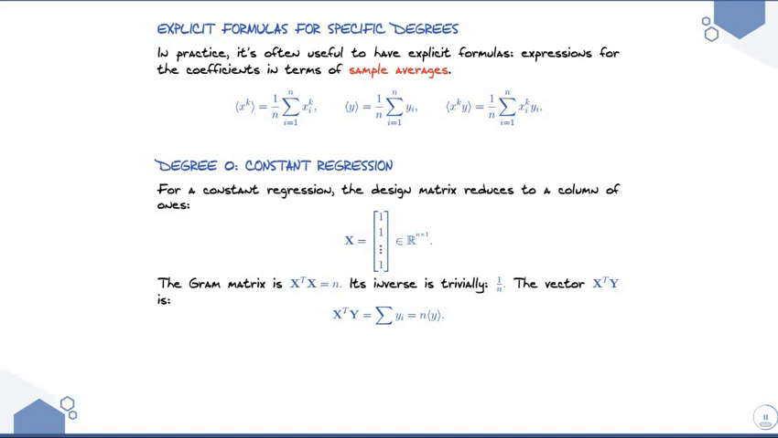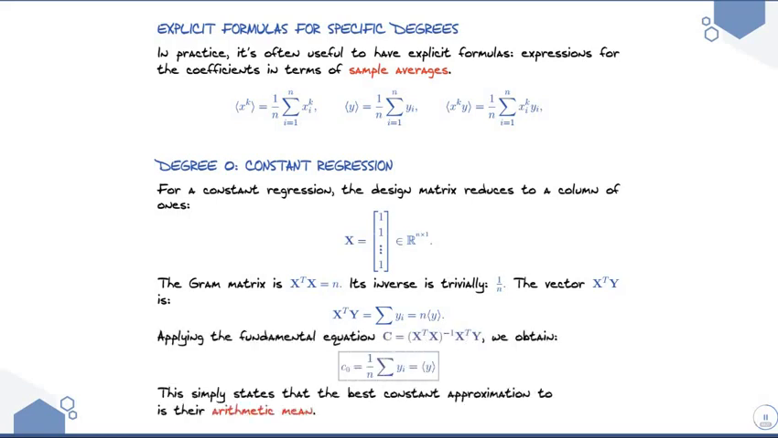The vector X transpose Y is the sum of all y values, which is n times the average of y. Finally, applying the master equation, we get a beautifully simple result. C equals the arithmetic mean of y. That's it. The best constant approximation to your data is just the average.